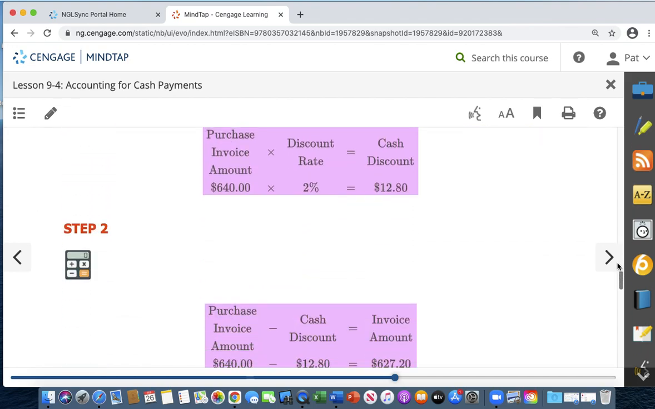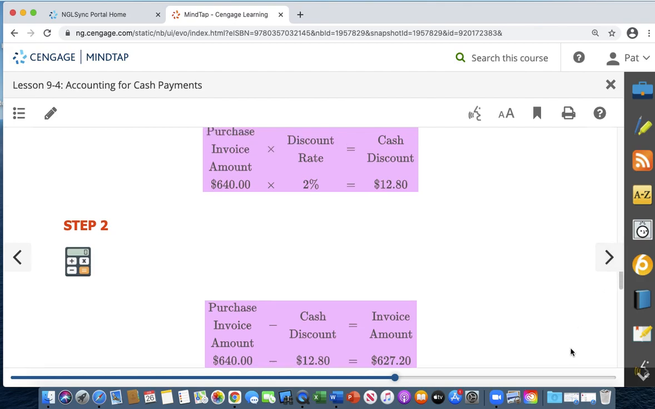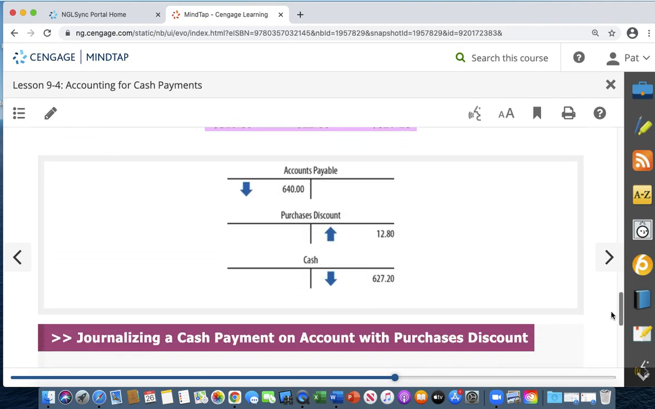Now down here, they kind of show you how to go through this. The invoice amount times the 2% discount gives you the purchase discount that we'll credit. The amount that we were going to pay, this is our accounts payable debit, and then this is the amount that we're writing, our cash credit. So purchase discount credit, cash credit, accounts payable debit. Debits have to equal credits. They show you the T account there.